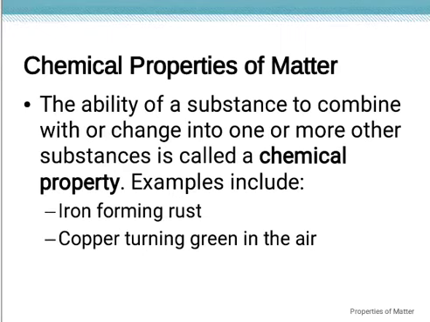Chemical properties of matter: the ability of a substance to combine with or change into one or more other substances is called chemical property. Examples: iron forming rust, copper turning green in the air. There are a lot of examples of this. This is something that you have to actually visualize, and they're really specific because they have really specific things that you see when they happen.